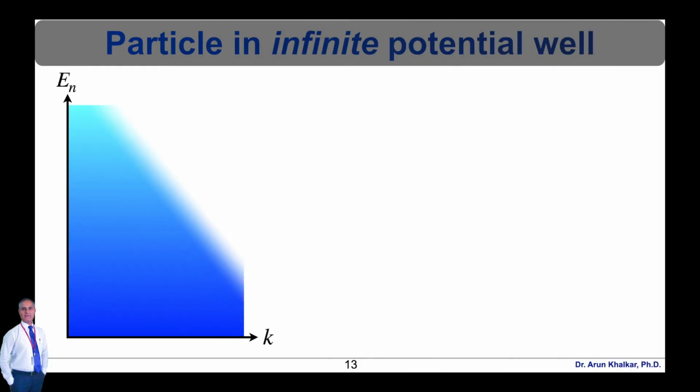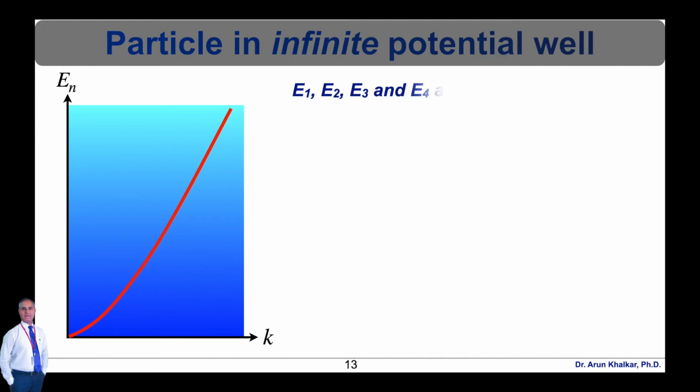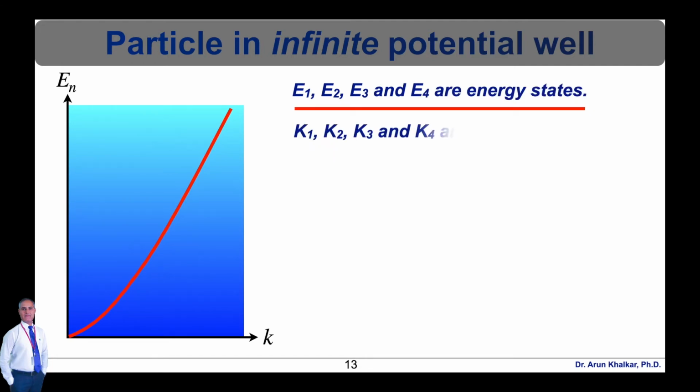As shown in this diagram, energy values E1, E2, E3 and E4 are the energy states, whereas K1, K2, K3 and K4 are the wave numbers. These are the corresponding wave numbers to the energy values or the energy states.